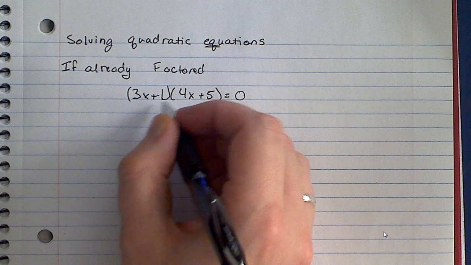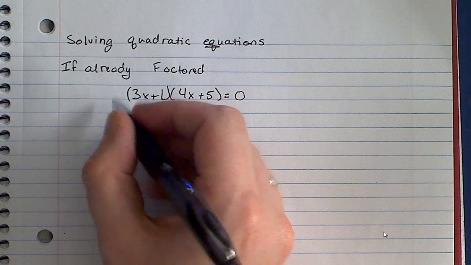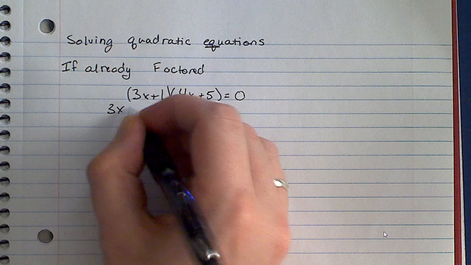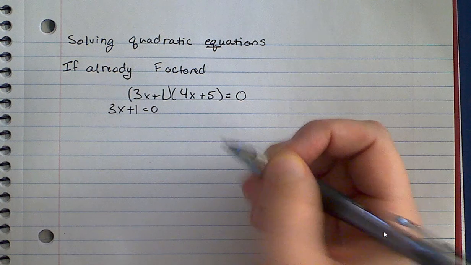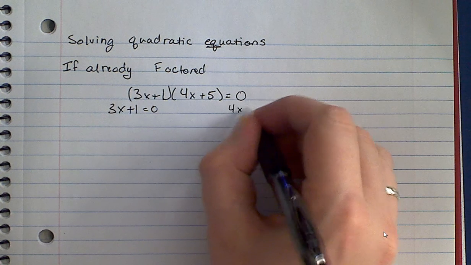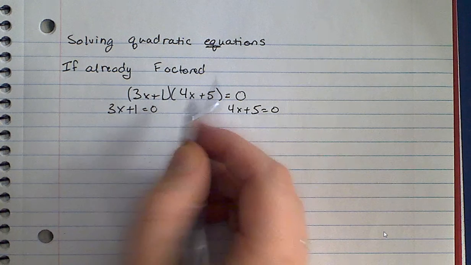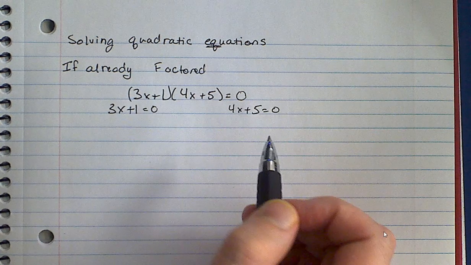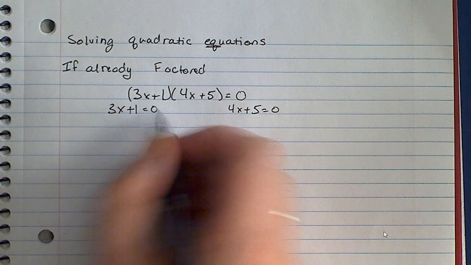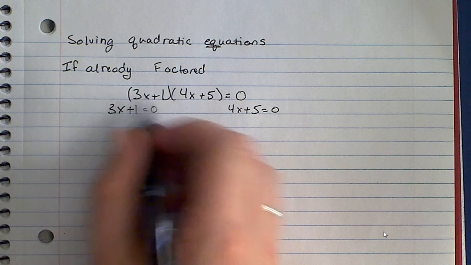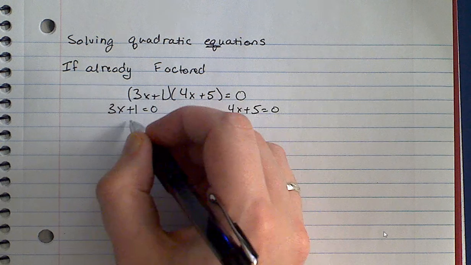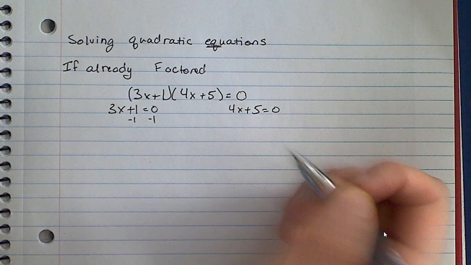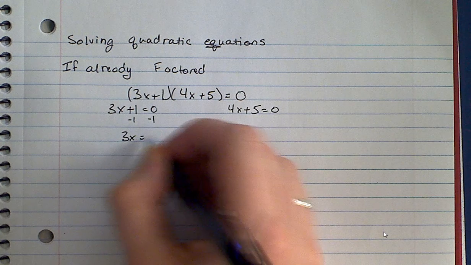So your two equations that you're going to create from here: one of them is 3x plus 1 is equal to 0, and the other is 4x plus 5 is equal to 0, because one or both of these things in parentheses has to be equal to 0. So if it's the one on the left, you're just solving for x. You need to get rid of 1 first, so minus 1, minus 1. So you'd have 3x is equal to negative 1.